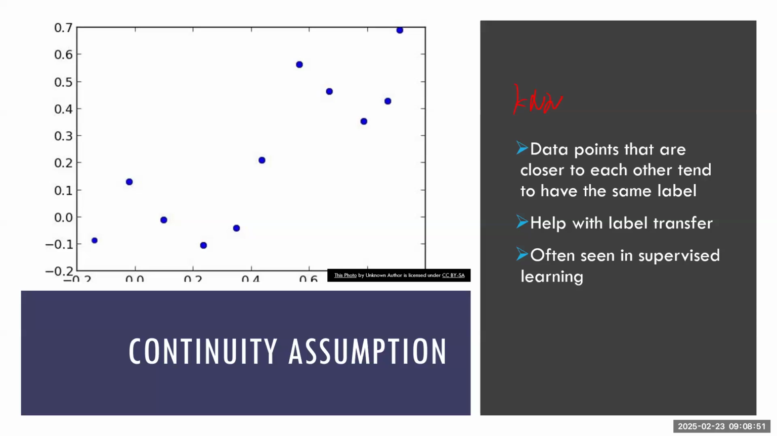This is one of the most common assumptions you can make. It's something that you have to check, right? For this assumption to work, you need to provide the distance function to be able to measure how close two data points are in your input space.